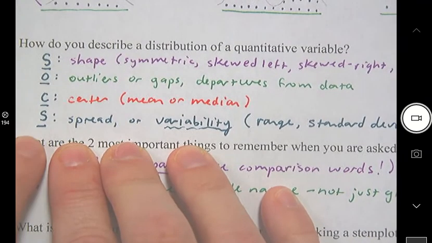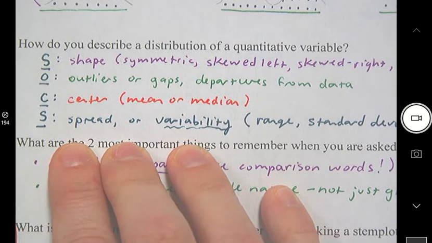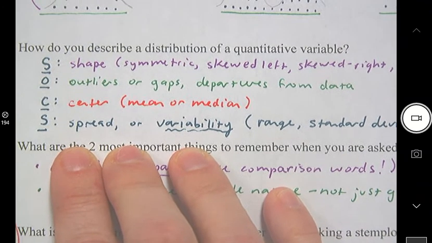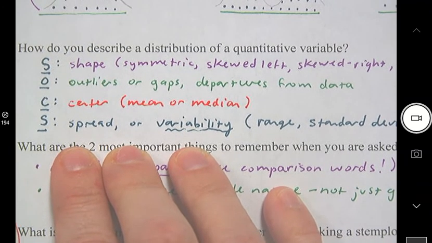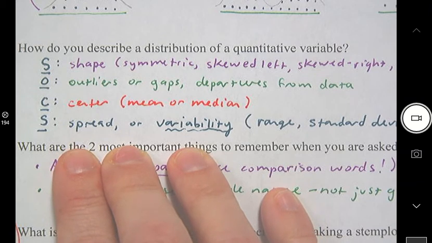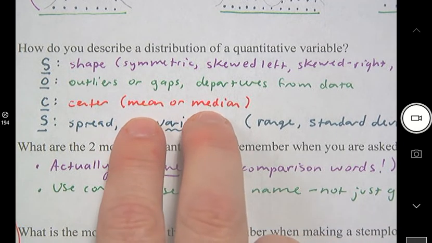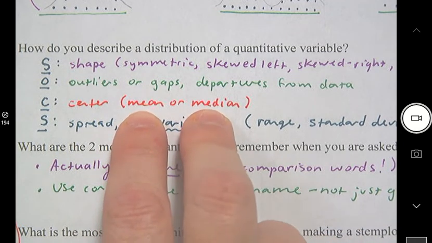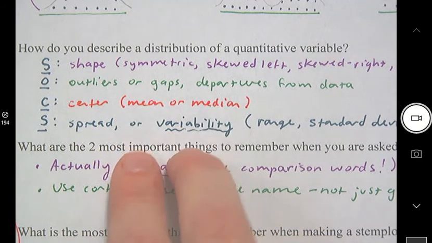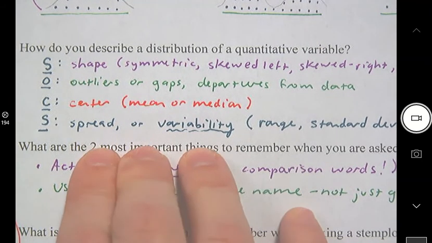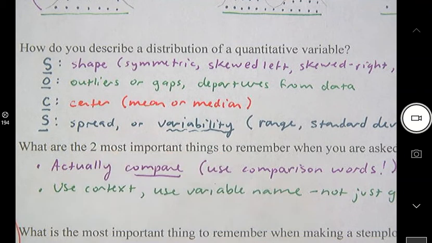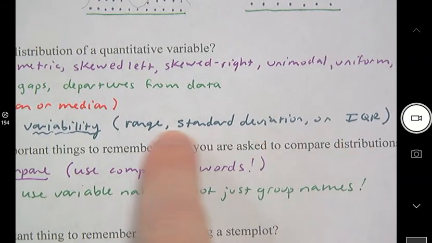I just use the acronym SOCS, S-O-C-S, so I don't forget when I'm needing to describe something in a free response to address all of these parts. Shape, outliers or gaps, center, which we're going to talk more about today. Your options there are going to be mean or median, depending on what the distribution looks like. And then spread, variability, and that will be the lesson that we cover the next time I see you on Thursday. So don't even worry about writing down the options yet. You'll learn about that later.